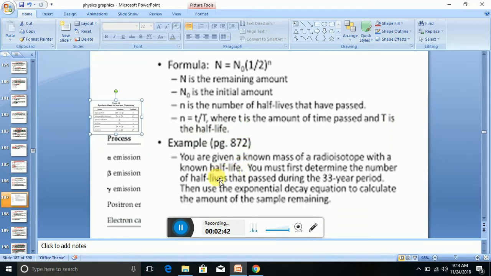So you can use it to do a calculation like this. So take note of this formula. N is equal to the initial number of atoms times 1/2 to the power n, where n is t, the time passed, over the half-life. So you can actually put t over T here. So that is the formula for half-life.